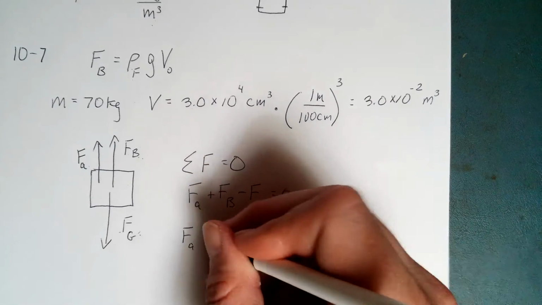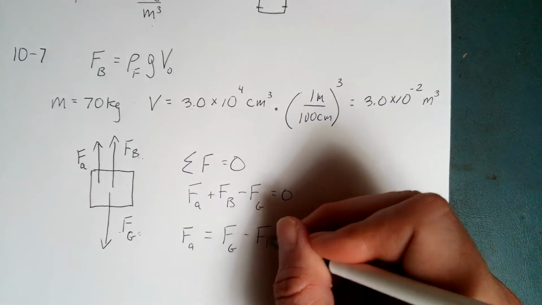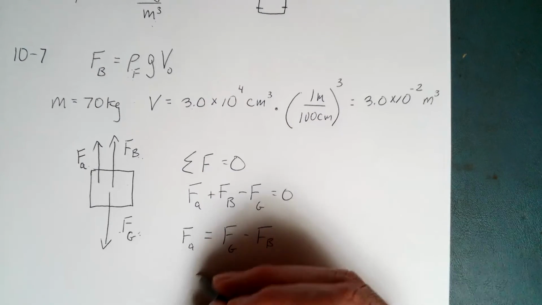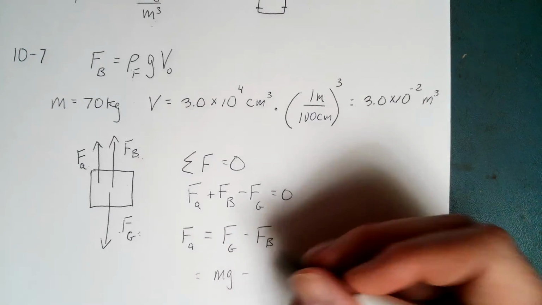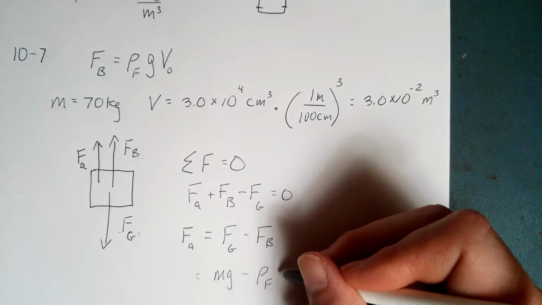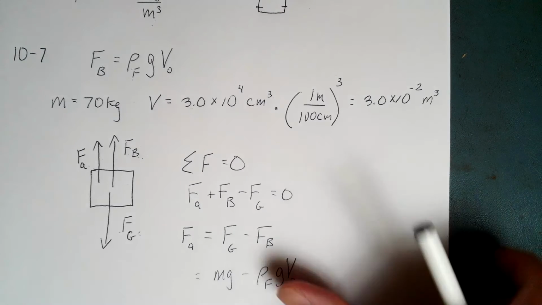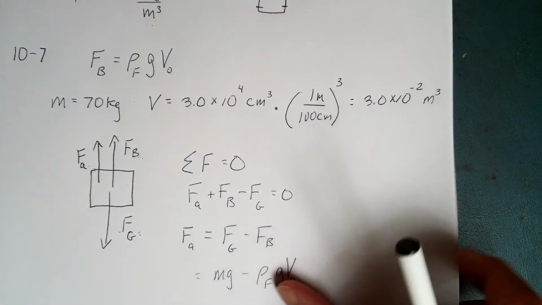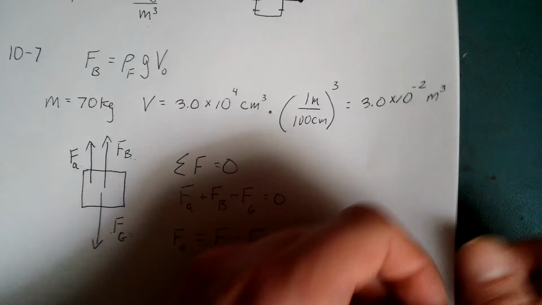We'll get to this where it's going to be the difference between the gravitational force and the buoyant force. So mg minus what we have up here, rho f g v naught. Just plug everything in and get an answer now. Okay, so now we need 10.8.